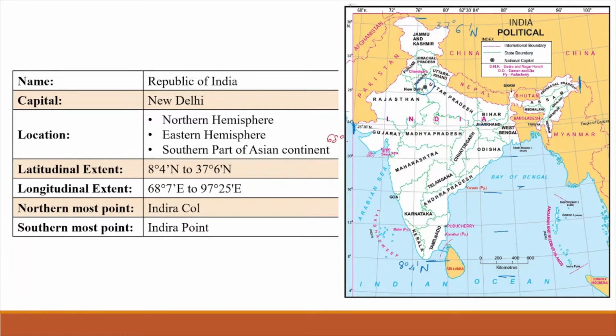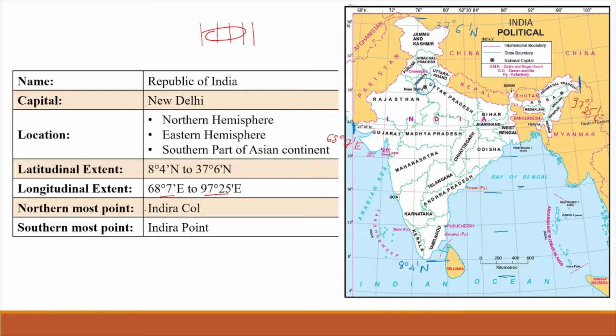So this will be 68 degrees 7 minutes east up to 97 degrees 25 minutes east. So on the longitude, how much of India is spread? That's known as the longitudinal extent. Okay, this becomes latitudinal as well as longitudinal. So we know in longitudinal extent it's 68 degrees 7 minutes east to 97 degrees 25 minutes east.